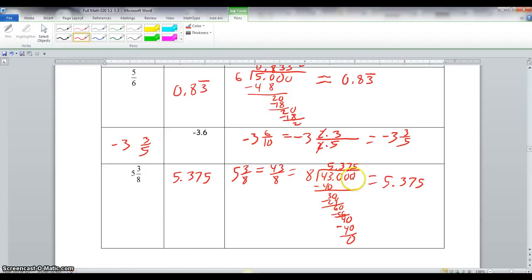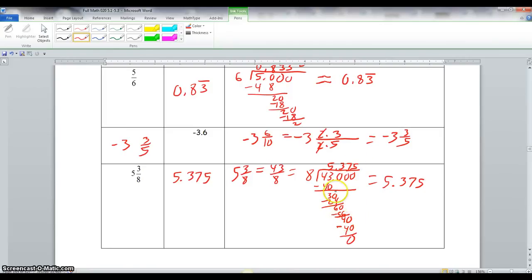Now you see I had this decimal and 3 zeros. So we'll bring up our decimal and we'll bring down this 0. 8 goes into 30 3 times. 3 times 8 is 24. 30 minus 24 is 6. You bring down this 0. 8 goes into 60 7 times. 7 times 8 is 56. And 60 minus 56 is 4.